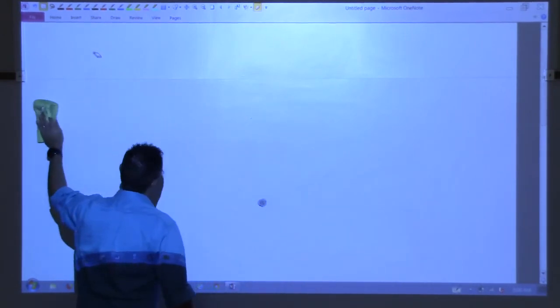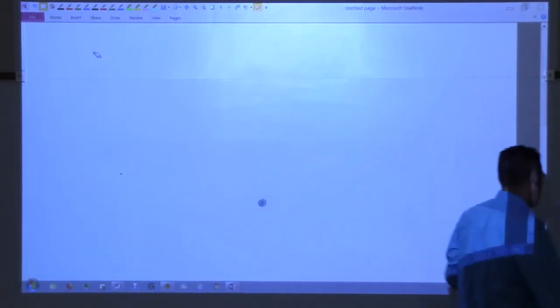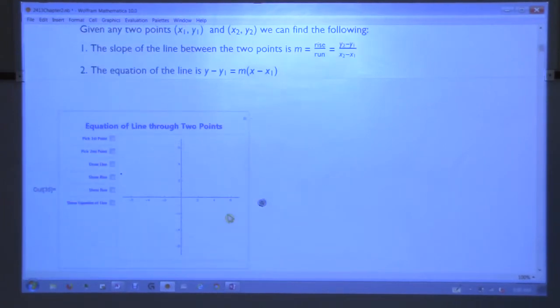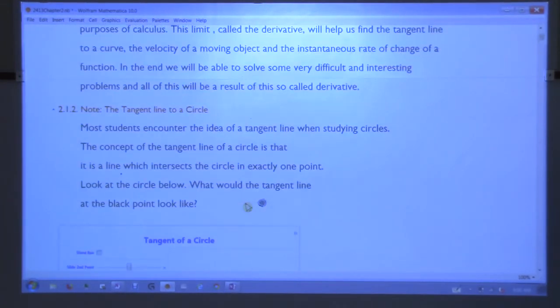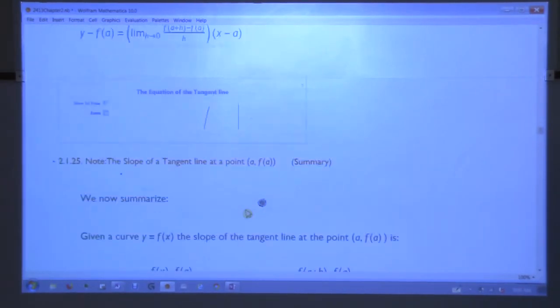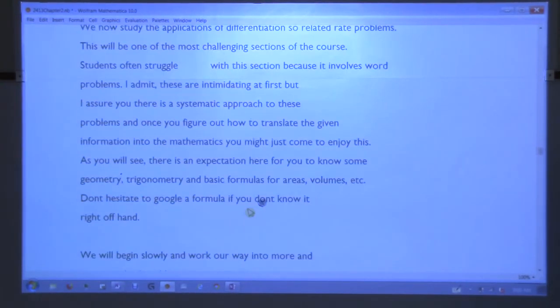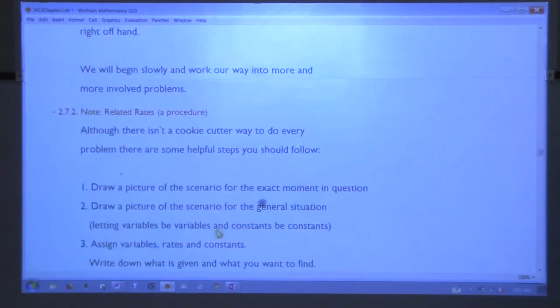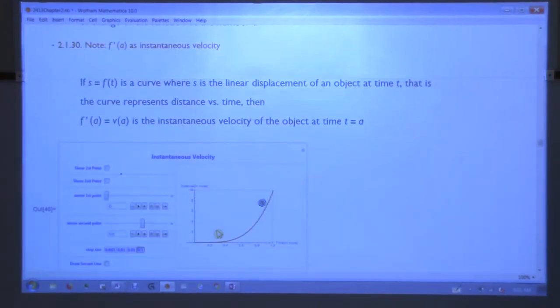So 2.1, the notes that I have for this section are very long. I was thinking about this before class. These notes start here, and this is all 2.1. So I'm going to shorten this up a little bit, just get down to the important things, okay? Oh wait, that's 2.7. Sorry. There, that's where it ends.